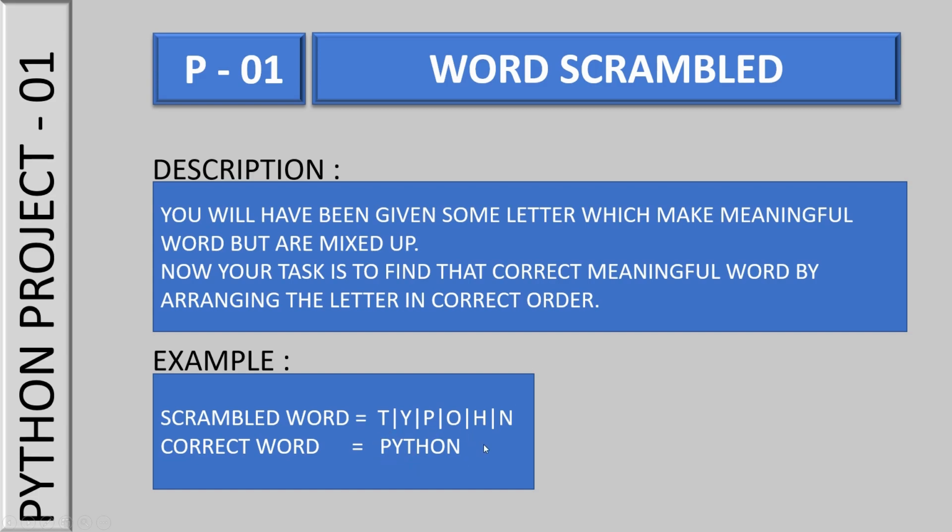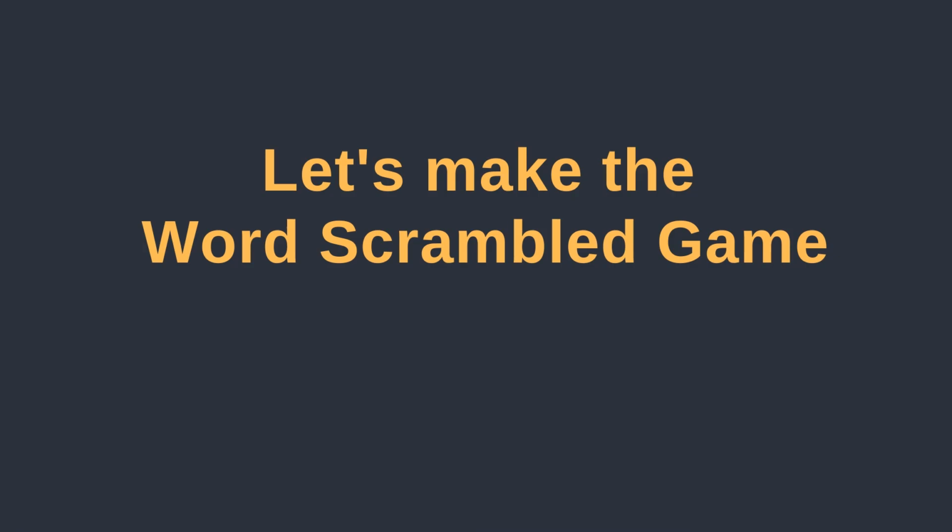If that is the correct word set by this program, then I will win the game. Otherwise, I will lose the game. So this is what we are going to make in this project: a word scramble where the user will get some letters and has to guess the correct word. So without any further delay, let's get into the code.